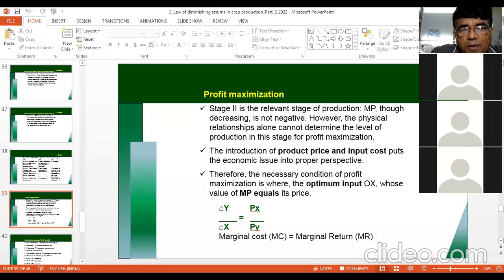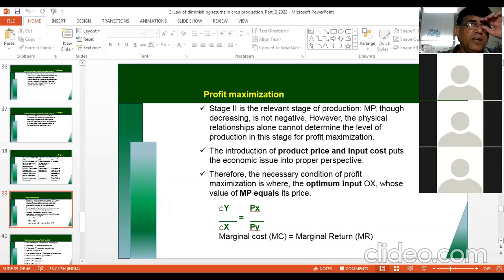or you can say when you calculate it, marginal cost is equal to marginal return. There you get maximum profit, and up to that level of input, one should operate. To the optimum level of input, one should operate where your marginal cost is equal to marginal return.